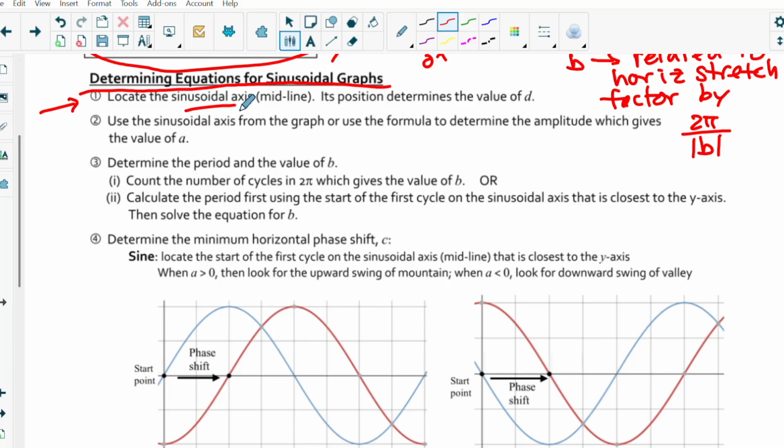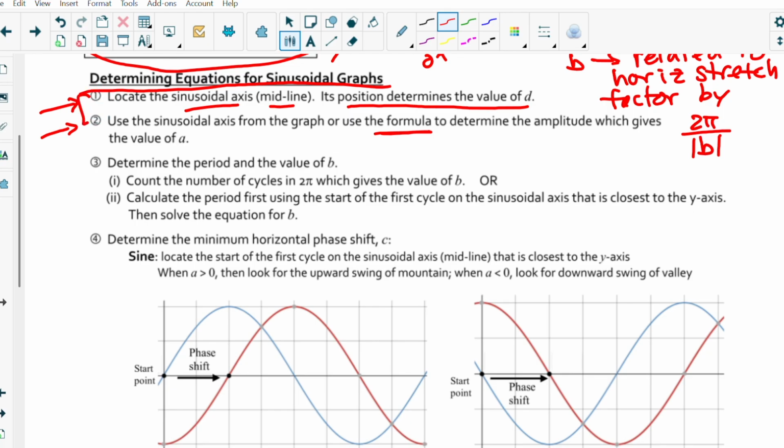Locate the sinusoidal axis or the midline. Its position determines the value of D. That's pretty straightforward. Then use the sinusoidal axis from the graph, or use the formula, to determine the amplitude, which gives the value of A. Okay, so we'll go over that definition or the amplitude formula when we do an example. Okay, you can actually interchange 1 and 2. You can start with 2.